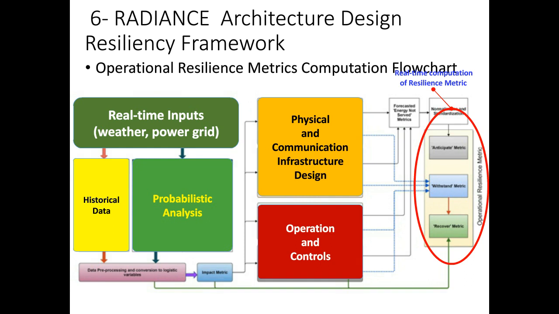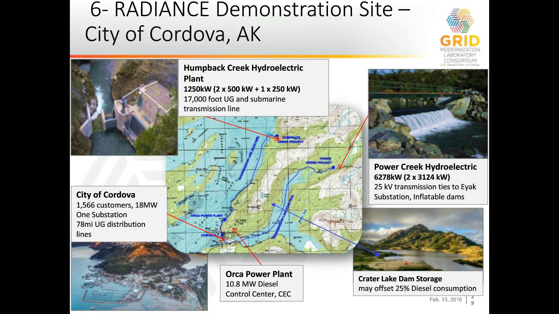This is the deployment for the site. It's in Cordova, Alaska. It uses two run-of-river projects shown on the left and right side of the map. And the lower side is where they have the city, which has diesel generation, and we take all those generation sources into account in designing the microgrid system.